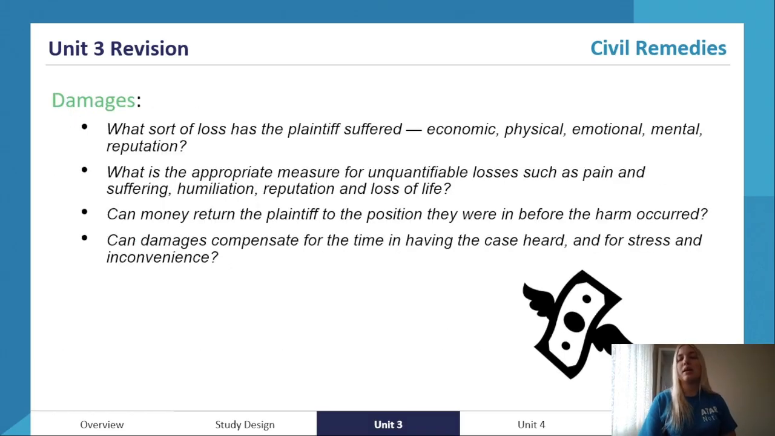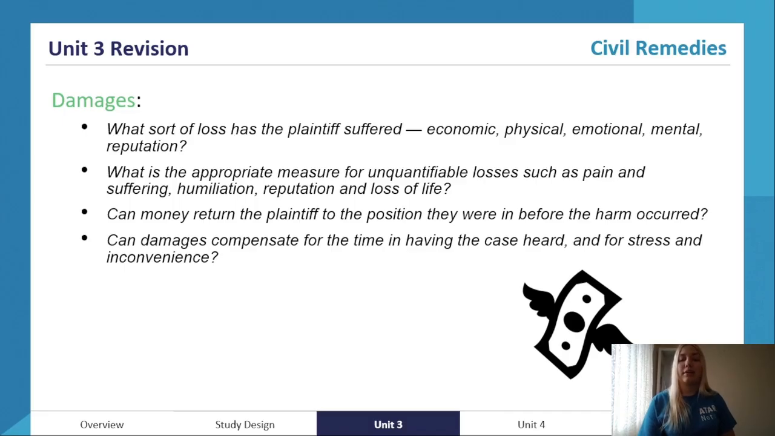When you're answering these questions for what's more appropriate, damages or injunctions, and will they adequately compensate the plaintiff, you need to consider the stimulus material. So ask yourself these questions. What sort of loss has the plaintiff suffered? If it's economic, damages will compensate that beautifully, paying back for lost salaries, medical bills, time off work. These are quantifiable losses, and the exact amount that they lost can be paid back.